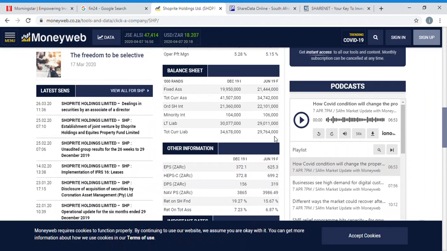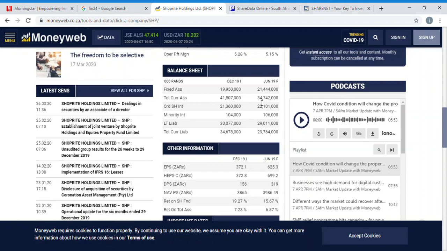Then you go to the balance sheet, and they start with fixed assets. You can see that last year in June, I usually use the annual figures, by the end of the year ShopRite had 21 billion of fixed assets, and on top of that they had 34.7 billion of current assets. Then they had ordinary shareholders' interest, which was 22 billion. This is the shareholders' equity. On top of that, you've got minority shareholders of 106 million. If you take these numbers, your fixed assets plus your current assets, you get your total assets.